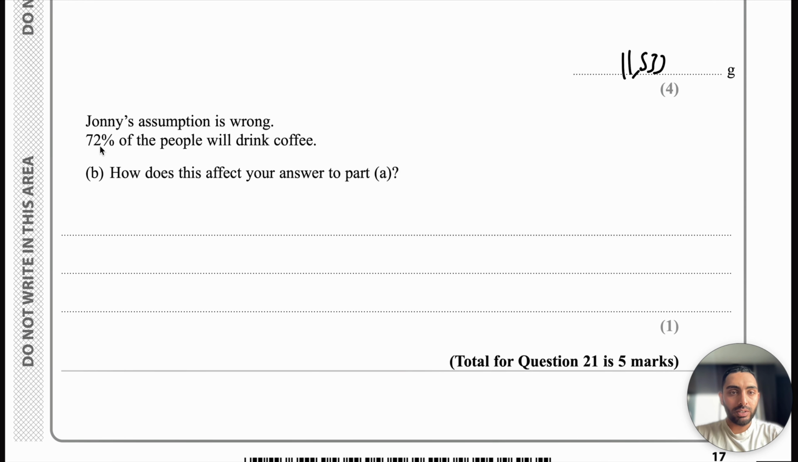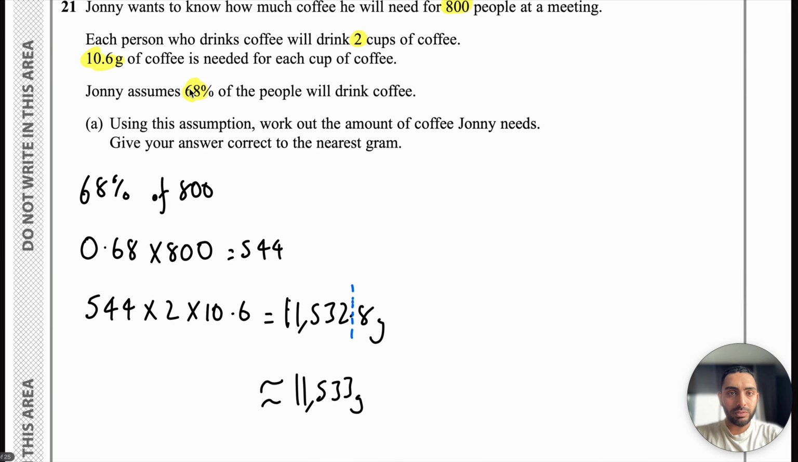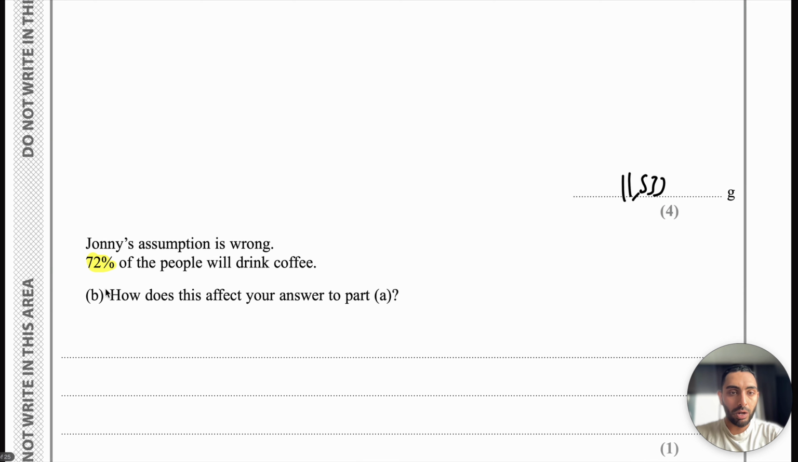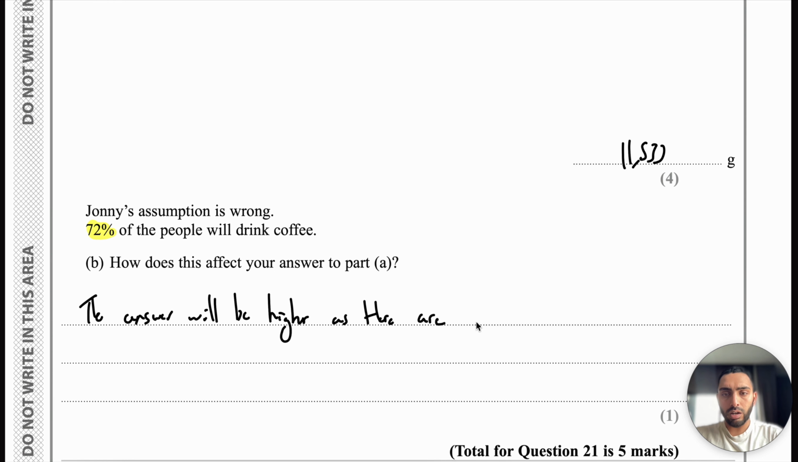Johnny's assumption is wrong. 72% of the people will drink coffee. How does this affect your answer to part A? If I look in part A, 68% of the people are going to be drinking coffee, but in part B, it's saying his assumption was wrong, 72% of people. So because there's a higher percentage, the amount of people that will be drinking coffee will be higher. So the answer will be higher as there are more people drinking coffee.